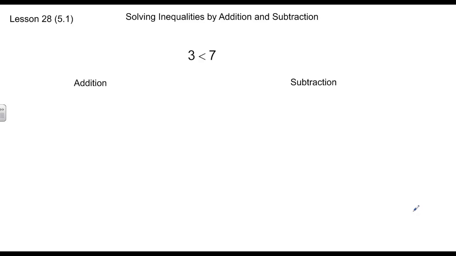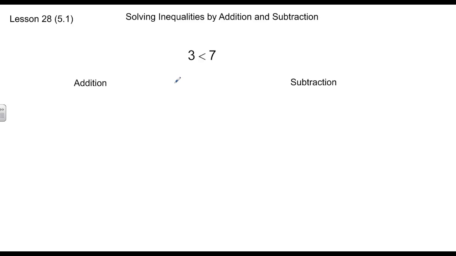So we're starting a new chapter today which talks mainly about inequalities, and we're going to start from the very beginning by solving inequalities using addition and subtraction. Now what I have in front of you is an inequality of a true statement saying that 3 is less than 7. We know that to be true.